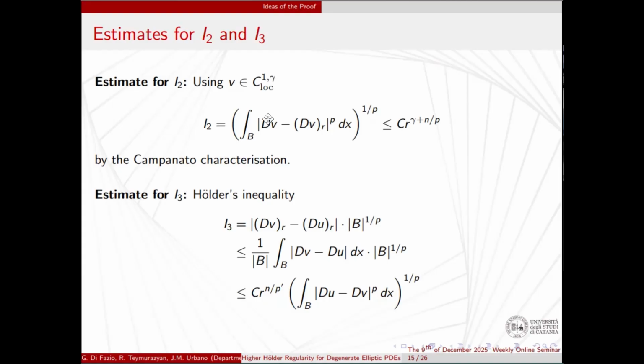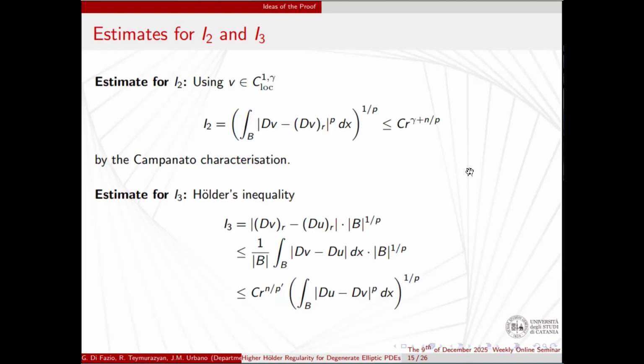Okay, so using the fact that V is the solution to the homogeneous equation, we know that this function is C1 gamma for some gamma. So in this case, the estimate is automatic due to classical information. And so I2 is done.